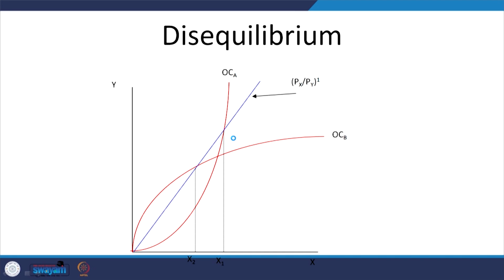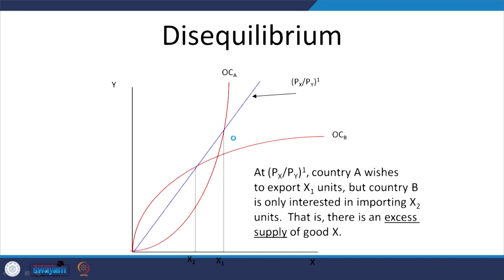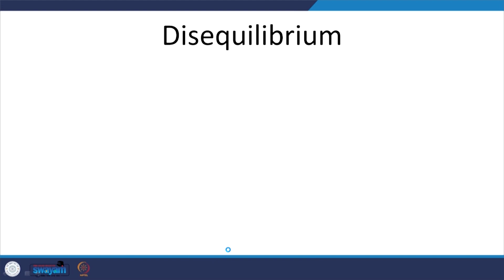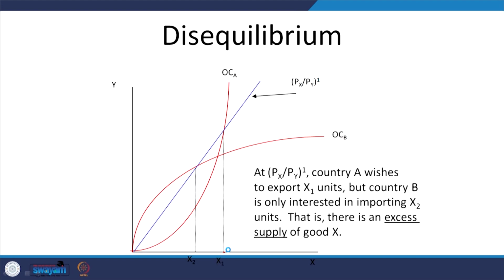Similarly, if you consider just the reverse case for explanation, suppose at a point country A wishes to export x1, but country B is only interested in importing x2. So, there will be a mismatch, and there will be excess supply. In one case from a country's perspective there was oversupply; now we are saying there is excess supply of good X.